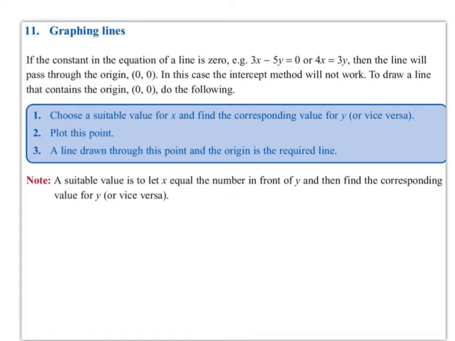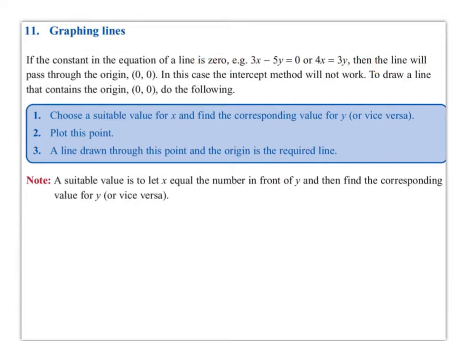11. Graphing lines. If the constant in the equation of a line is 0, for example, 3x minus 5y equals 0, so we see that there is no constant here at all, or 4x equals 3y, again there is no constant, then the line will pass through the origin 0, 0. In this case, the intercept method will not work.